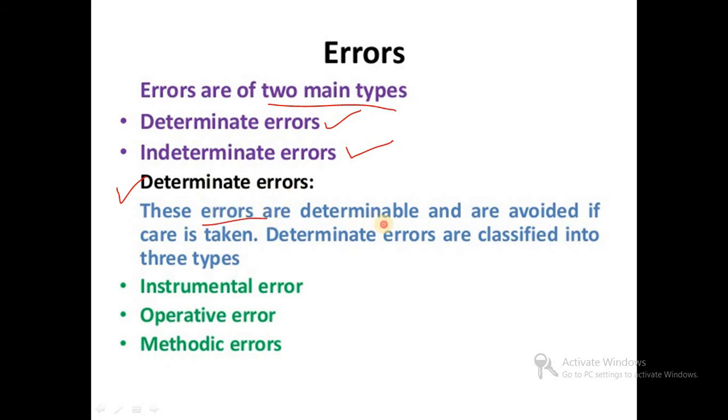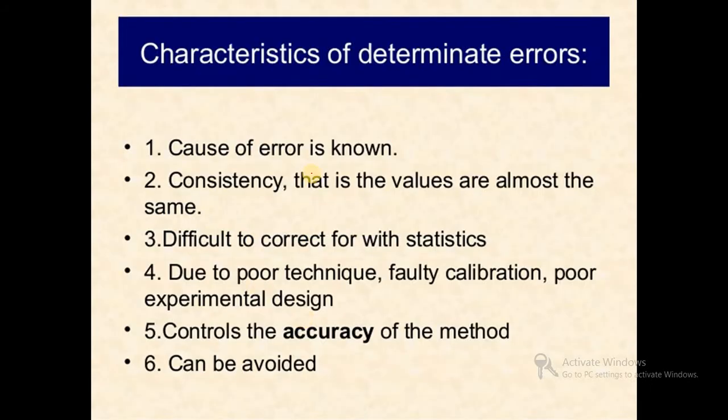These errors are determinable and are avoidable if care is taken. By proper precaution we can avoid that type of error. Determinate errors are classified into three main types, that is instrumental error, operative error and methodic error.